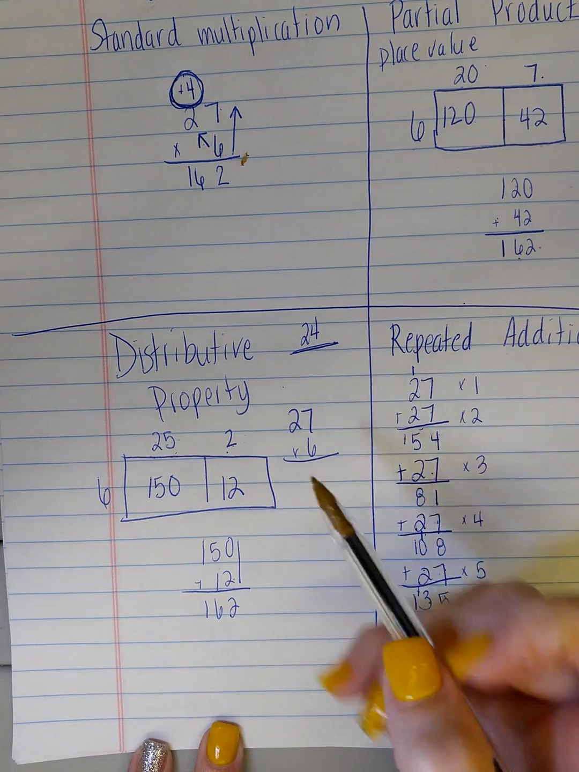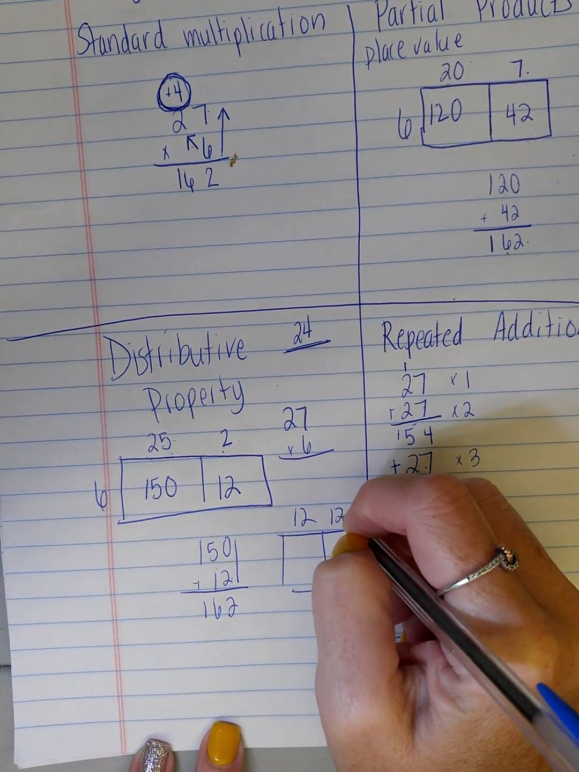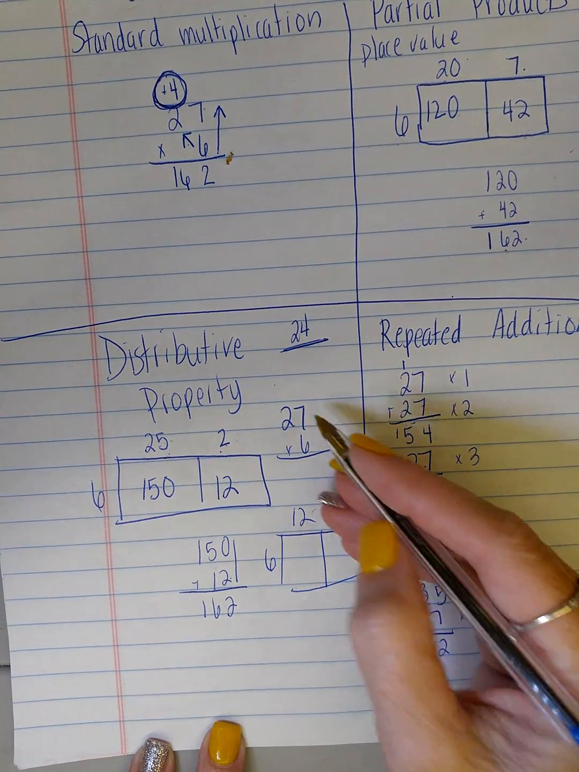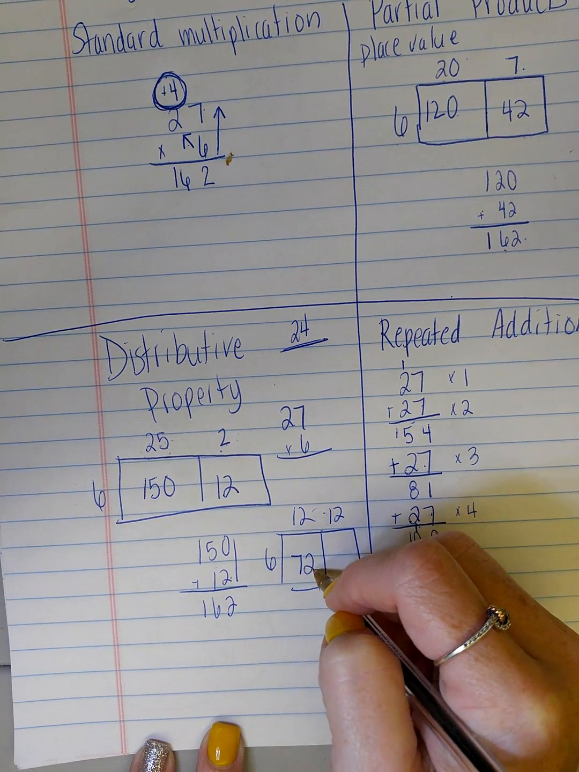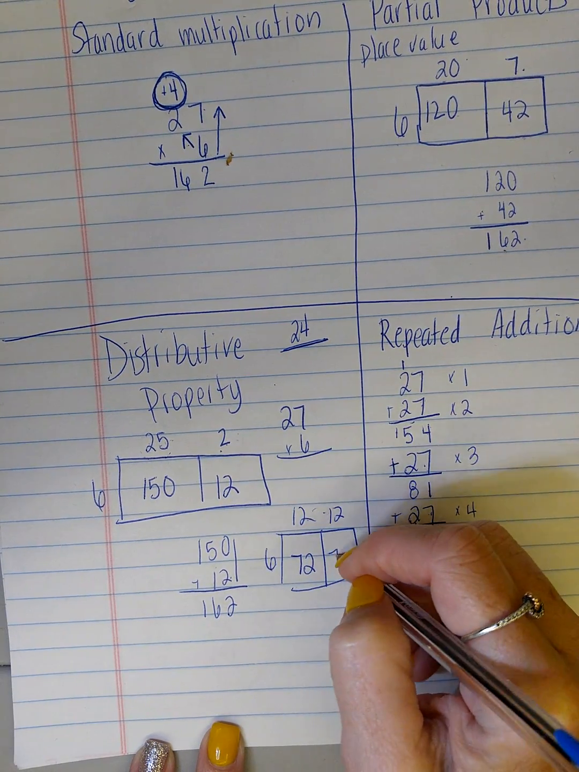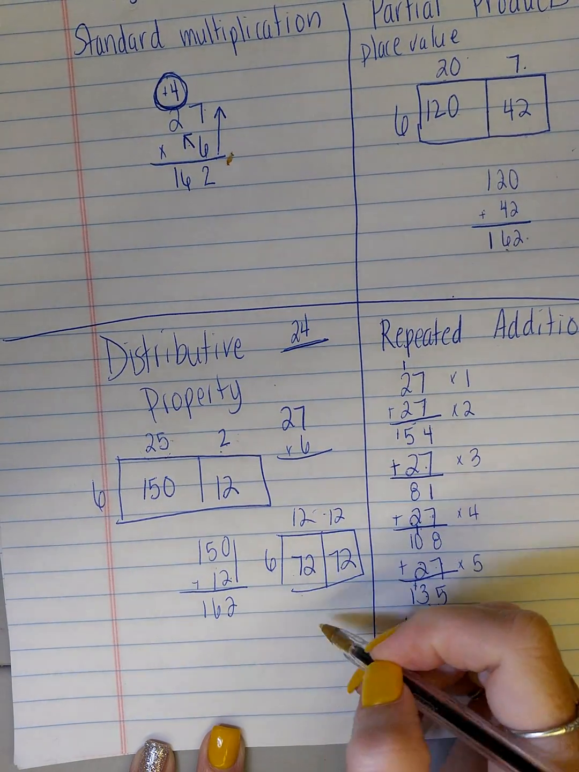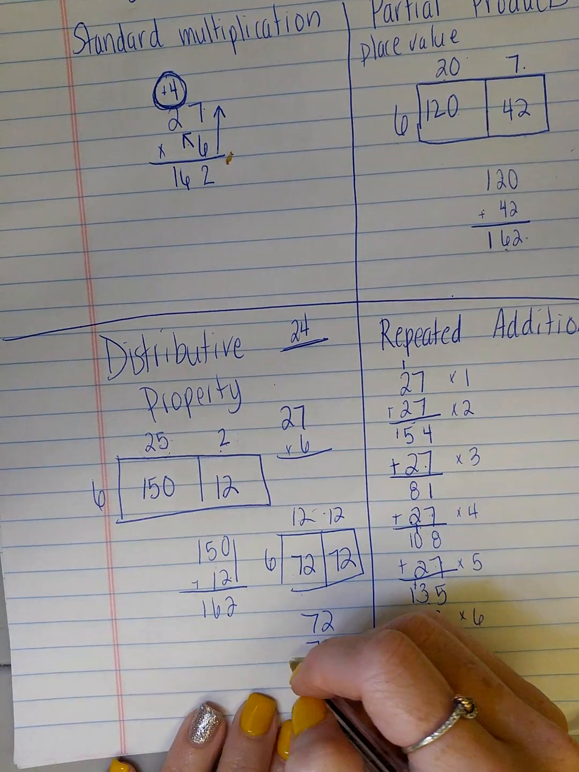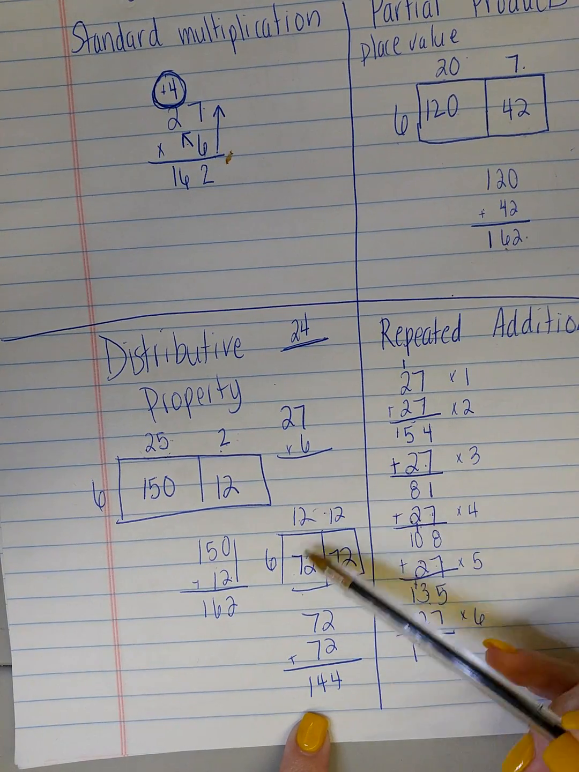All right, so this one really works well for doubles. For example, if I had 24 times 6, I could do 12 and 12 times 6, and then I'm only doing multiplication for one number. Well, 12 times 6 is 72. 72, and then I add it together, so I'm only doing multiplication once, and then I'm adding. Yeah, 6 times 12 is 72, I just want to make sure. And then I'm adding, so that's 144.